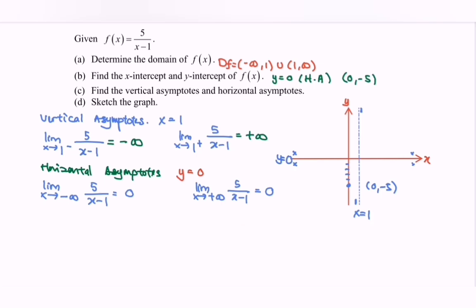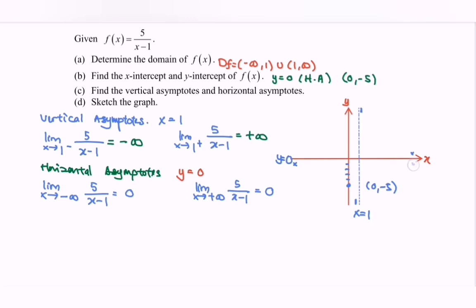So kindly refer to the calculator, 5 over x minus 1. If we substitute a value, let's say for negative infinity, we substitute negative 50. So very obvious, we will have a value which is less than 0. That's why we said as x approaching negative infinity, the value will be approaching 0, and we will have a value less than 0. As for the right-hand side, when x approaching positive infinity, kindly substitute the value, let's say x is equal to 50, into the calculator, and we notice that we will have a value which is approaching 0 and it is a positive value.